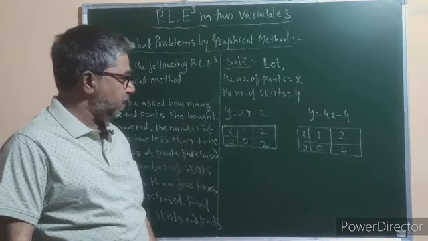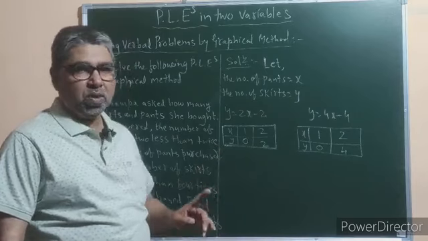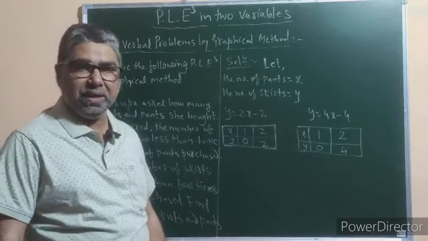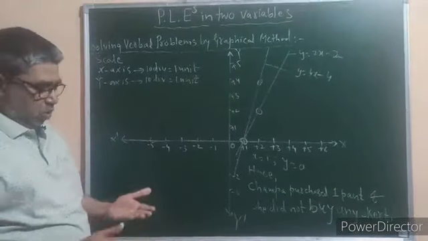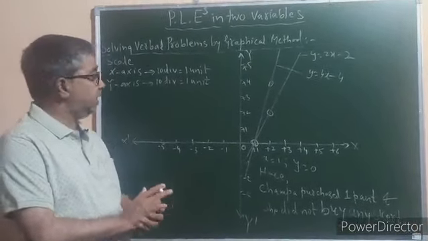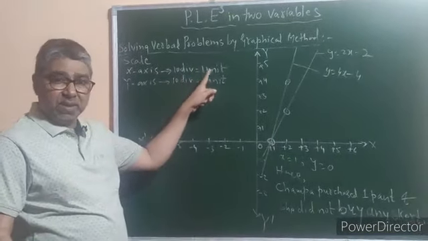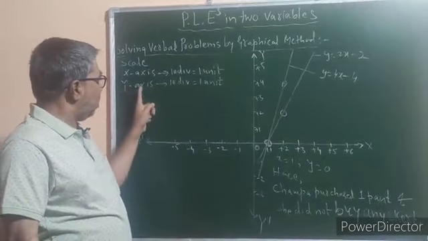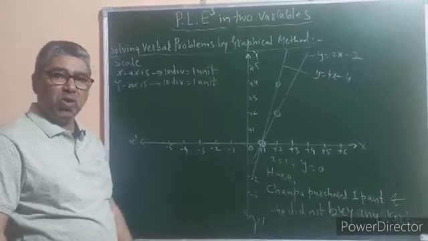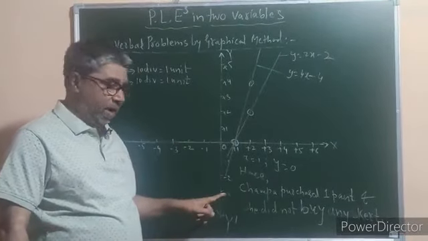So we have now 4 ordered pairs. So we have to plot them onto the graph sheet. So let us plot those 4 ordered pairs onto the graph sheet. Scale as usual. On x-axis 10 divisions is equal to 1 unit, and on y-axis 10 divisions is equal to 1 unit. So this is the x-axis and this is the y-axis.